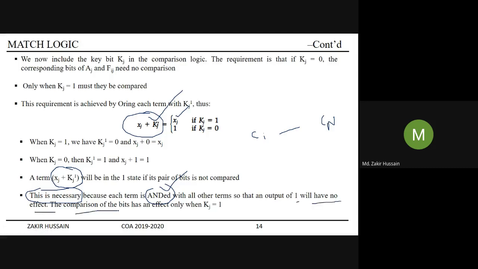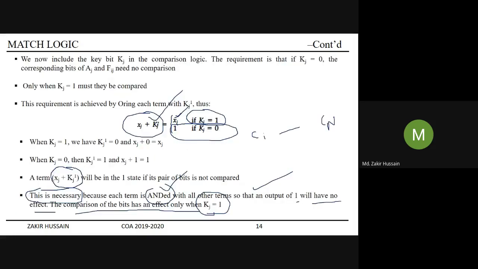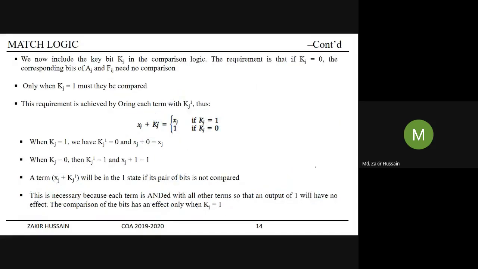The comparison of the bits has an effect only when KJ is 1. The comparison is seen on the output only when this is 1. Otherwise, there is no comparison, because if KJ is set to 0, all the time it is 1. You will see this point shortly. This theoretical statement, if you don't understand, no issues. Let us talk about it practically.